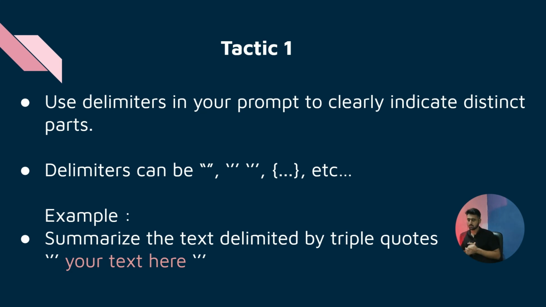So we will go one by one. The first technique is you have to use delimiters. Delimiters are nothing but double quotes, triple quotes, curly braces, parentheses, etc. The reason we use delimiters is to specify certain parts in your prompt so that ChatGPT does not get confused, right? So if you want to summarize something, we can write this example: summarize the text delimited by triple quotes, and you can write your text here.